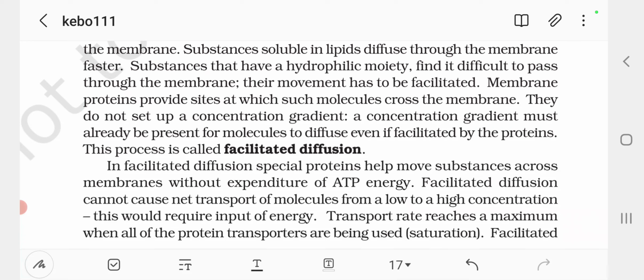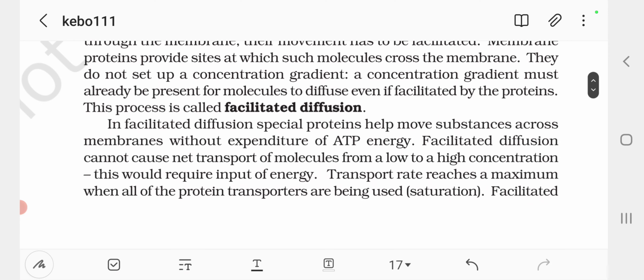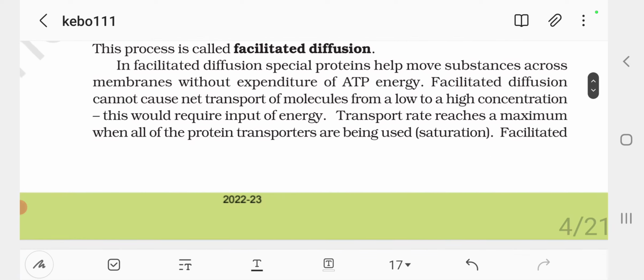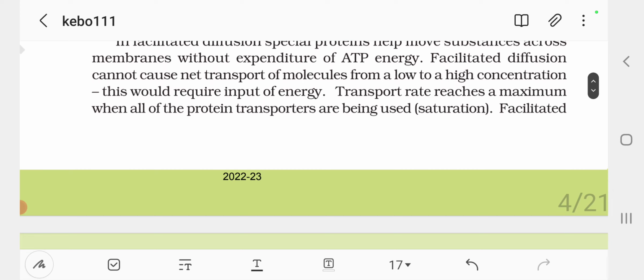Membrane proteins provide sites at which such molecules cross the membrane. They do not set up a concentration gradient. A concentration gradient must already be present for molecules to diffuse, even if facilitated by proteins. This process is called facilitated diffusion. In facilitated diffusion, special proteins help move substances across membranes without expenditure of ATP energy.